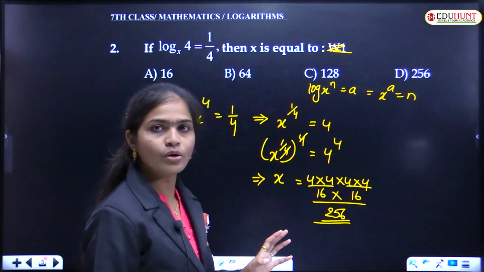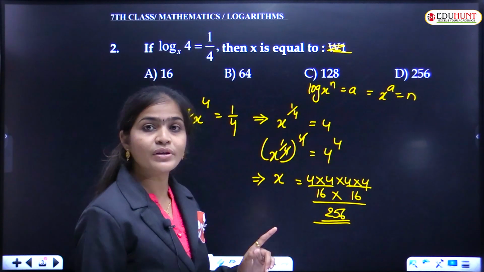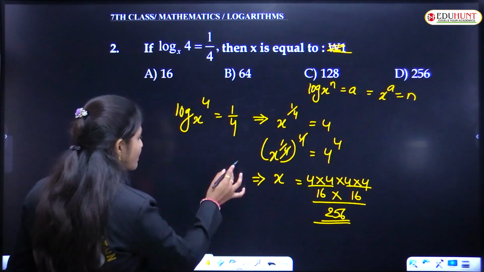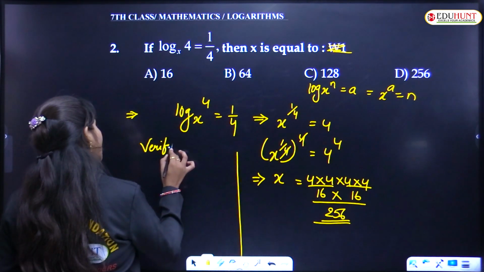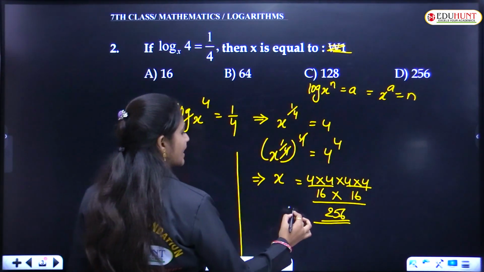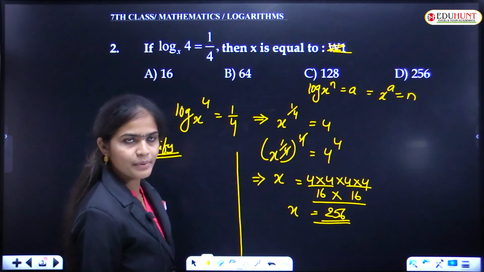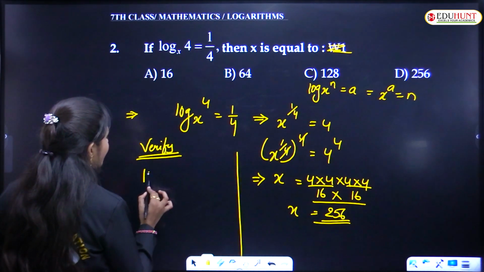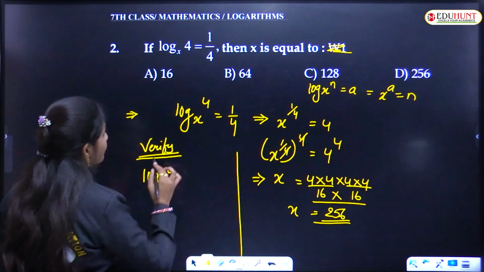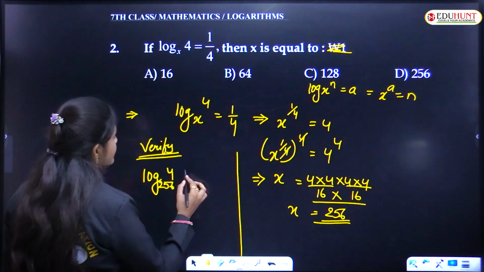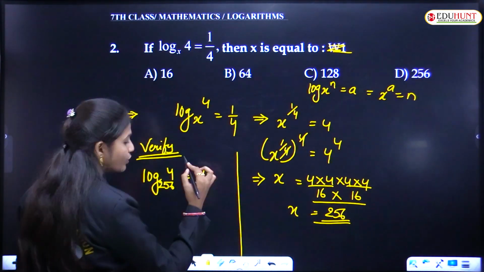So is it true or not? How do you know that? Yes, we have proof here also. Just verify it and prove it. Here we are getting x is equal to 256. Am I clear? So just substitute that value here: log 4 to the base 256, in the place of x I am writing 256, which is equal to 1 by 4 as they gave.